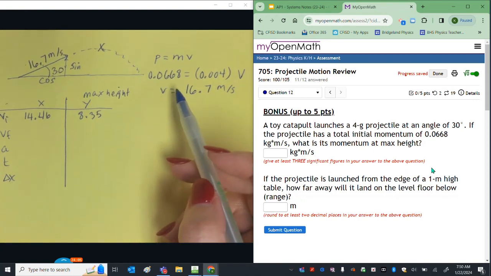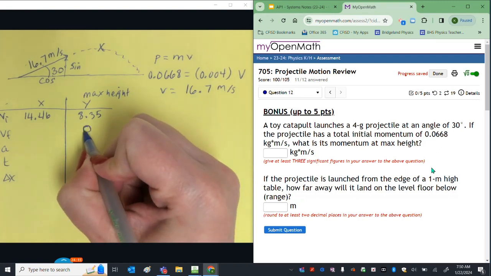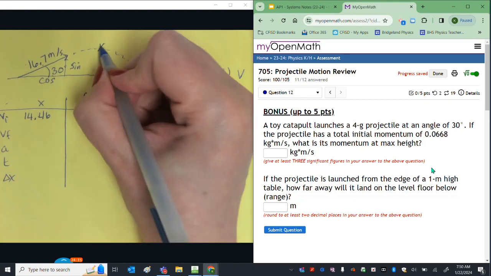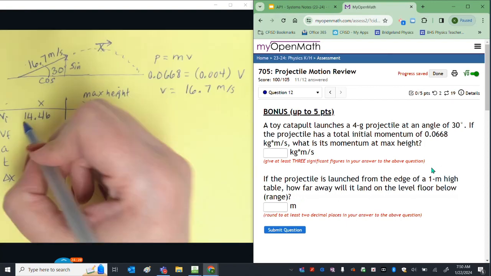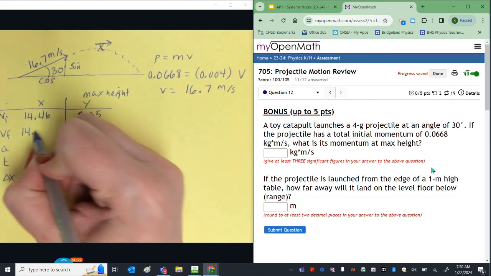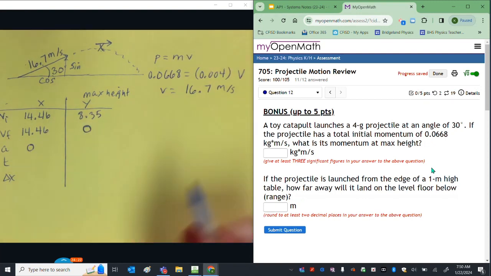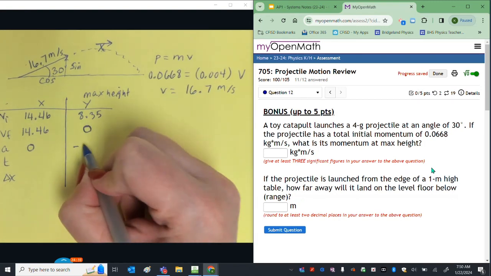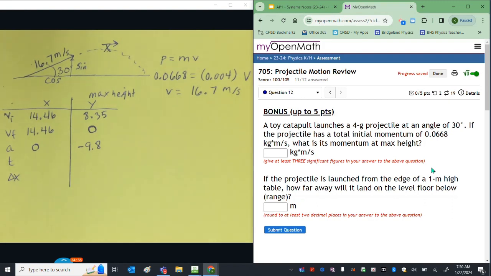And so that means at max height, my vertical final velocity is 0. So that means that my momentum at max height is entirely dependent upon how fast it's moving horizontally. And my horizontal velocity at max height is the same value it was here because acceleration horizontally is 0. There are no horizontal forces. The only force acting on this is gravity, which means that I have a vertical acceleration of negative 9.8 meters per second squared.